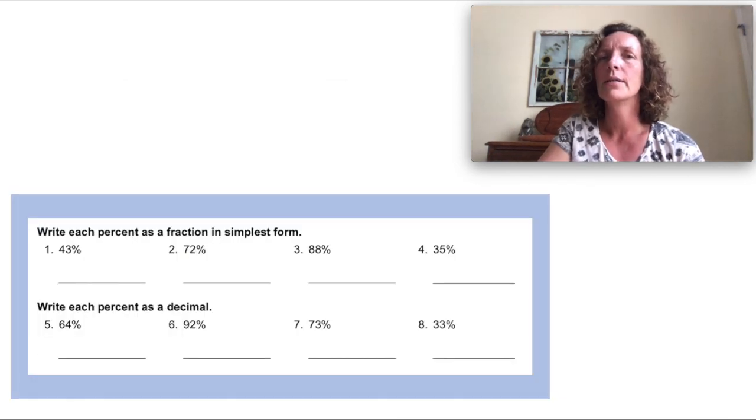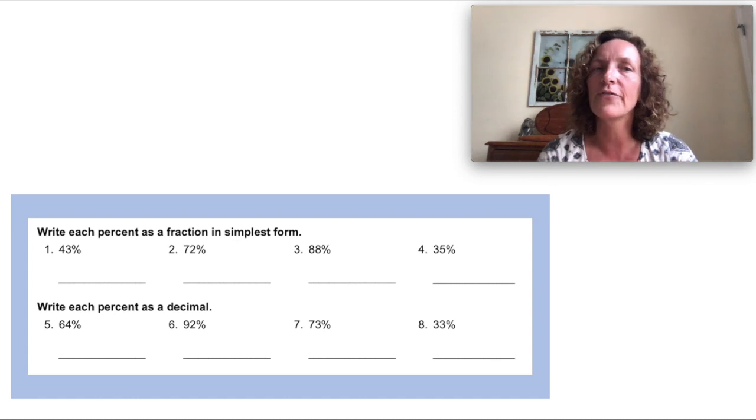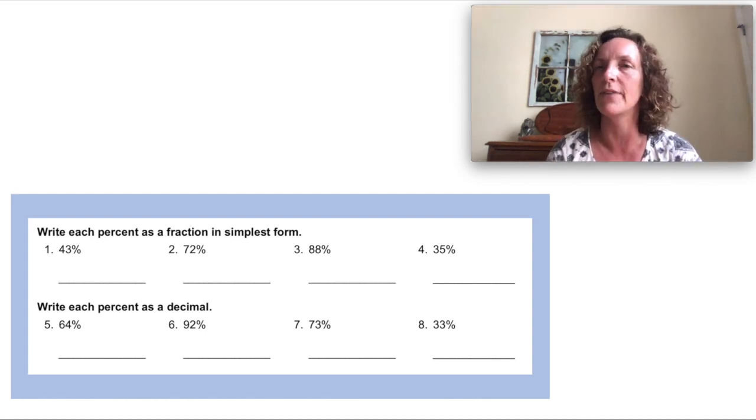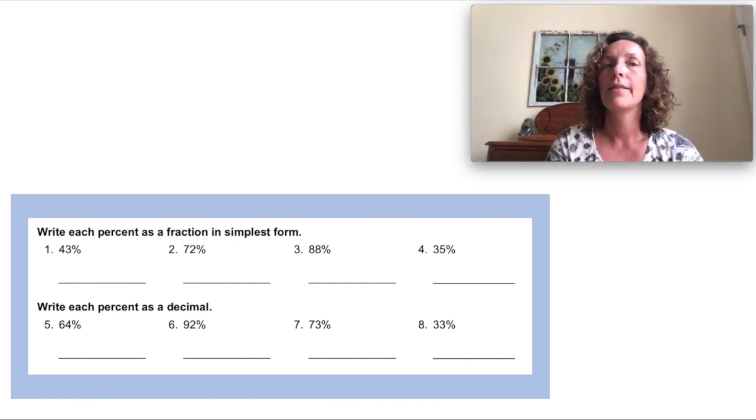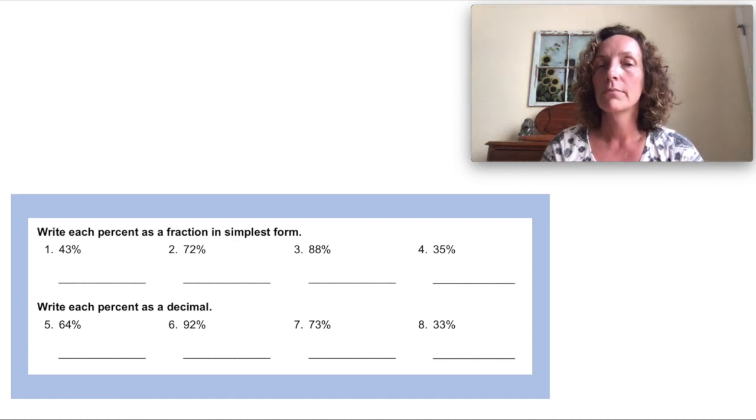Your problems look like this. You have a few percents, and you simply have to write them as a fraction in simplest form. So I showed you how to write them as a fraction, and then you simplify it if you are able to by dividing both the numerator and the denominator by the same thing. The other piece is that you will write each percent as a decimal. And I also showed you how to do that. You write it as a fraction first that is over 100, and then you are going to simply turn that into a decimal that goes to the hundredths place.